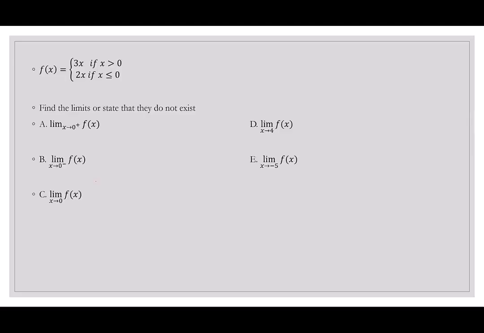So let's go back to that first example we had, f of x is 3x when x is greater than 0 and 2x if x is less than or equal to 0. And let's look at a few limits.